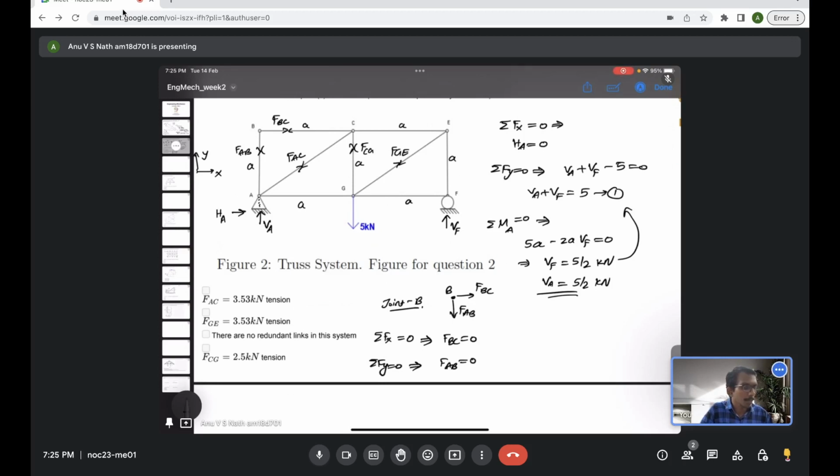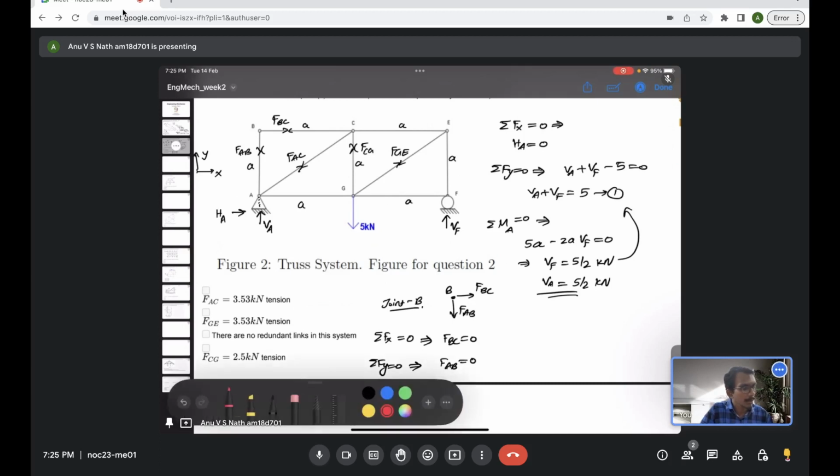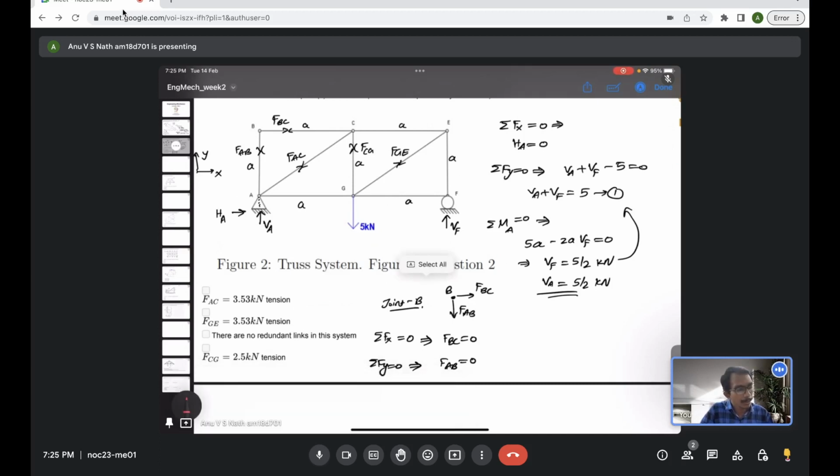Now you can see FBC is 0 and FAB is 0. So that means these two links don't have any internal force. So they are actually redundant links. So there exist redundant links in the system.